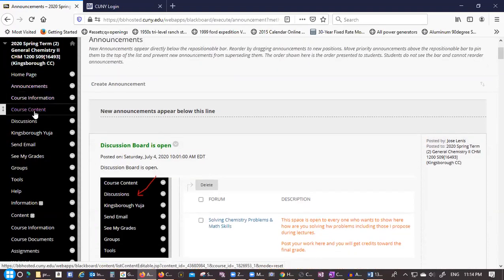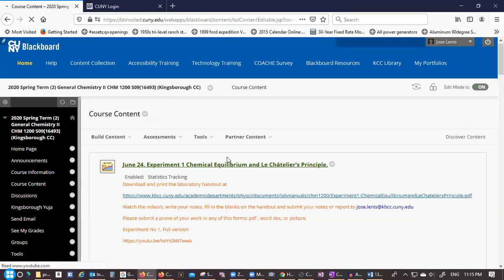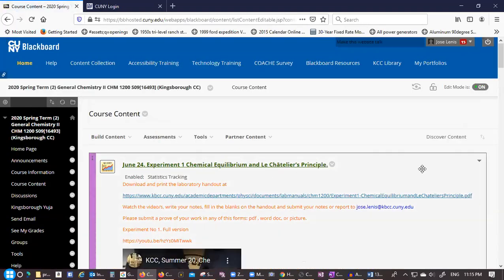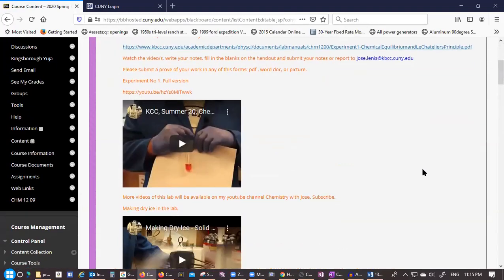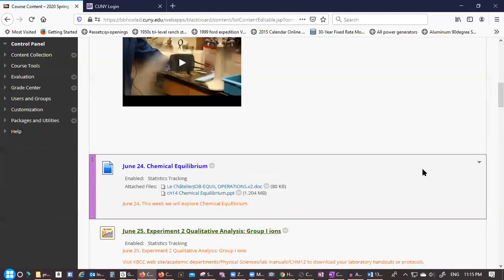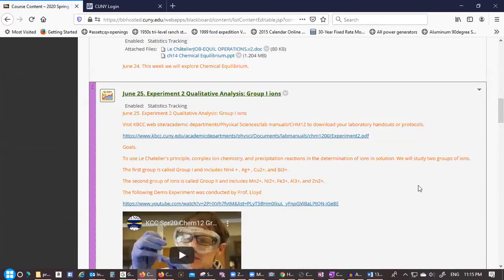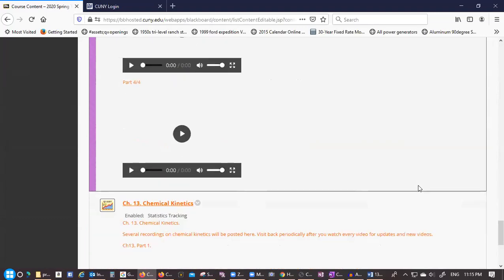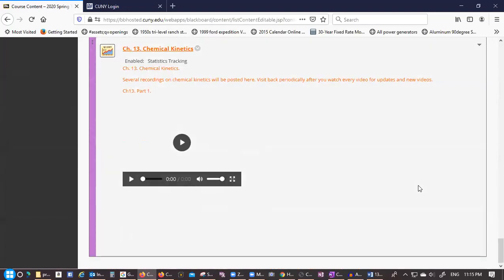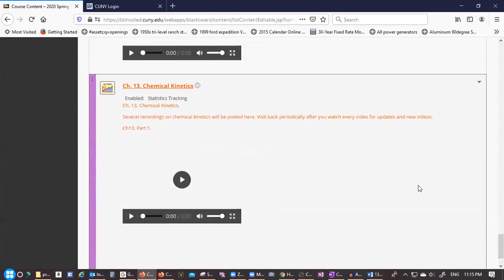The second part you need to check is this one, course content. And here all contents, all lectures will be here. And labs too. The newest material goes on the bottom. So you need to scroll all the way down to see what is new.